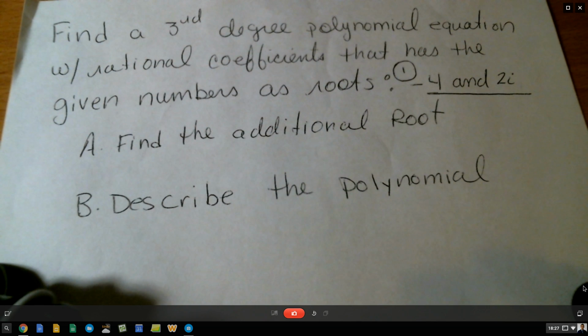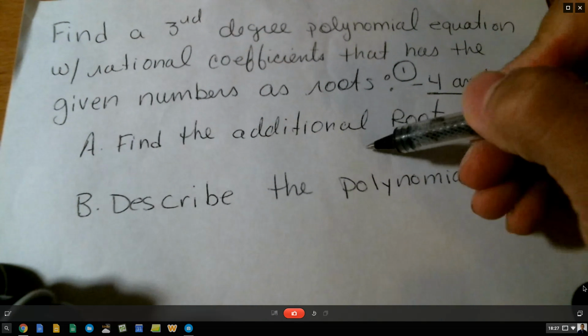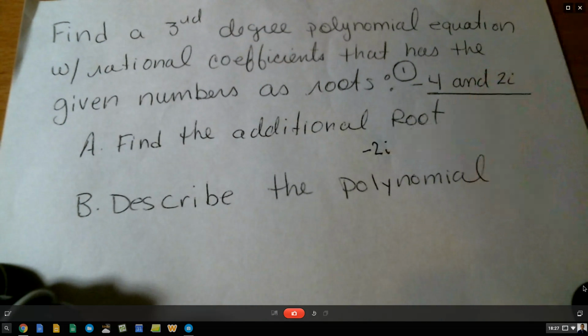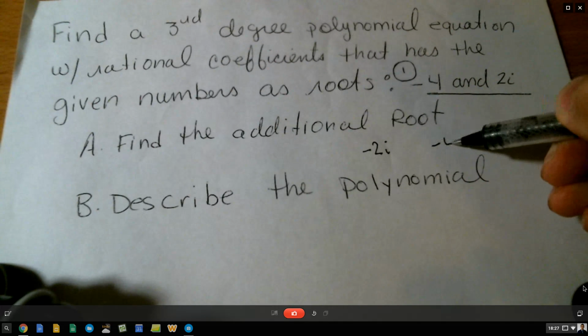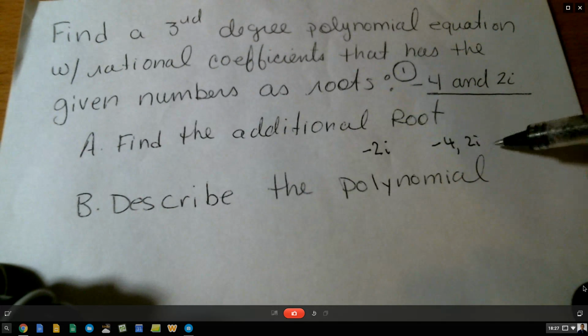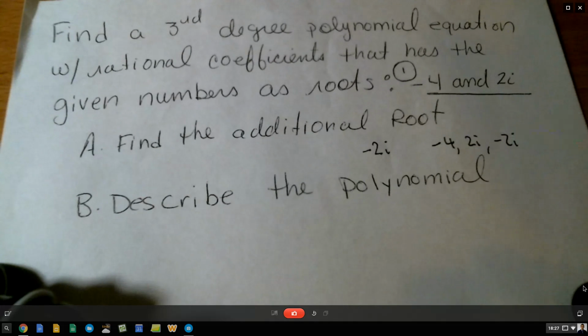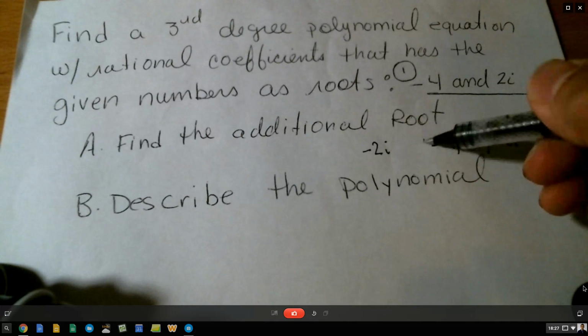So from the complex root theorem, what do we know? If we have -4 and 2i, what is another additional root that we know of? Well, we have 2i, remember it comes in pairs. So we also know that we have -2i as well. So all of our roots that we have are -4, 2i, and -2i. Okay?